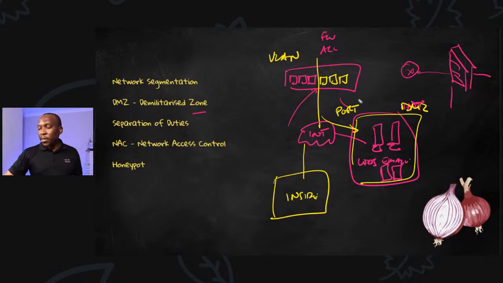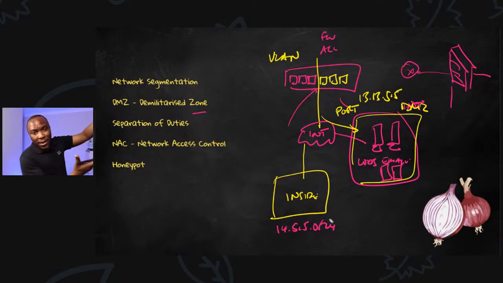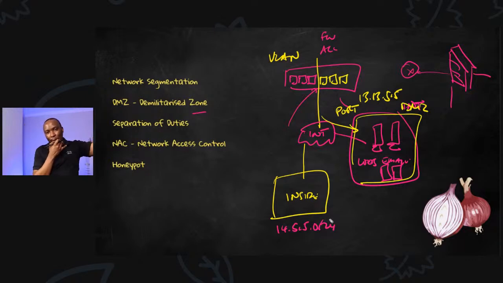Or in some instances, you actually have two different IP address subnets. So just because this is reachable on 13.13.5.5, the rest of the network will be reachable on 14.5.5.0/24. So ultimately, because they're two separate networks, you are protecting the two. So the DMZ is like a separated network that is part of the organization, but is accessible to the outside world. It's like a gatehouse for a security guard.